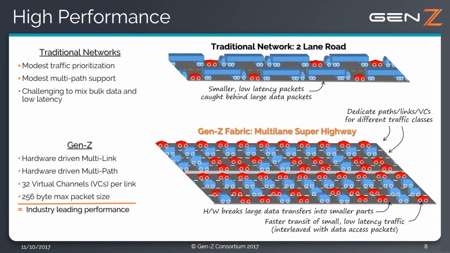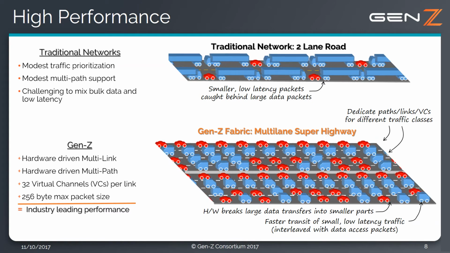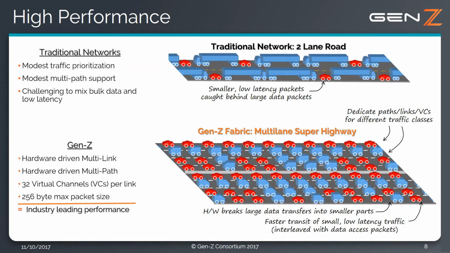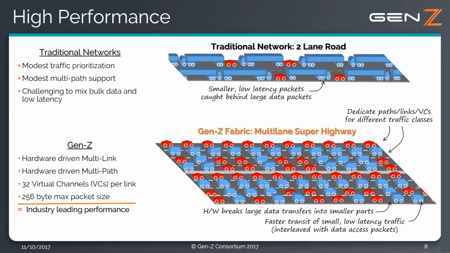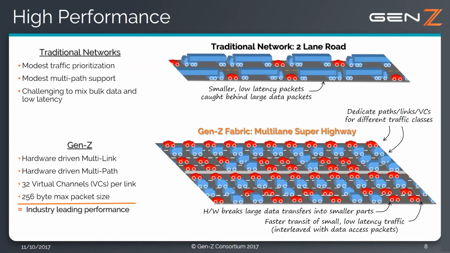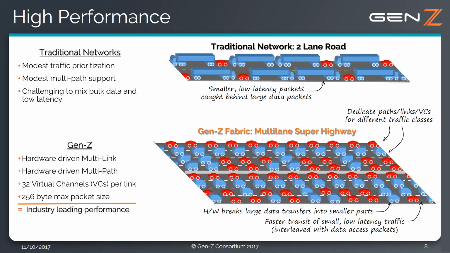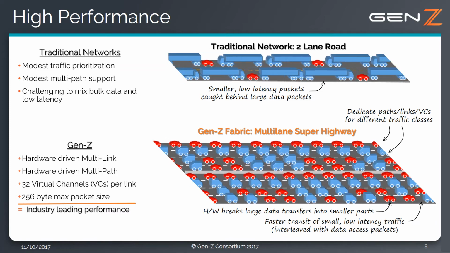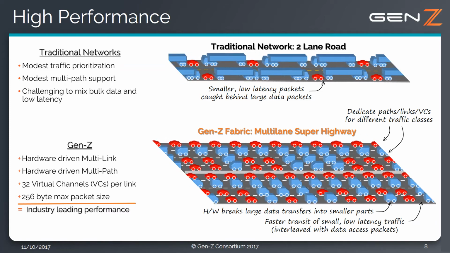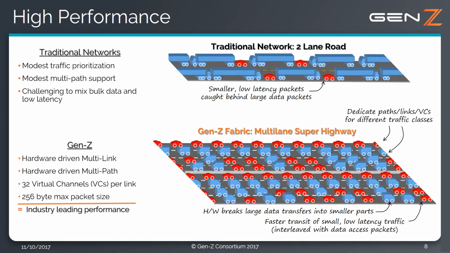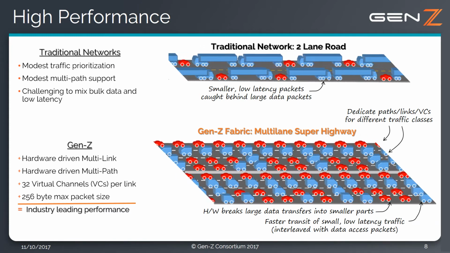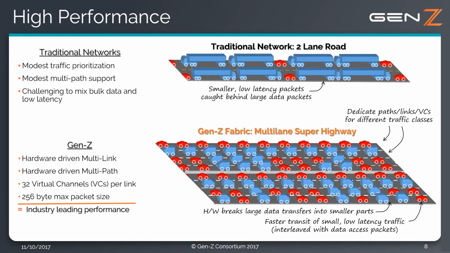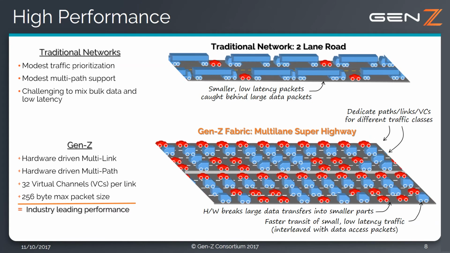In addition, each link supports up to 32 virtual channels that are individually flow controlled and can be used for quality of service and traffic class prioritization, ensuring transaction progress at all times under any traffic condition or congestion. Furthermore, Gen Z utilizes a 256-byte maximum packet size coupled with hardware segmentation and reassembly for large data transfers to ensure proper interleaving of small, low-latency traffic with large bulk data access operations.